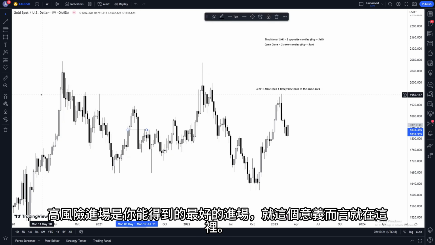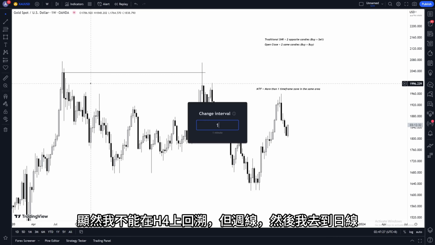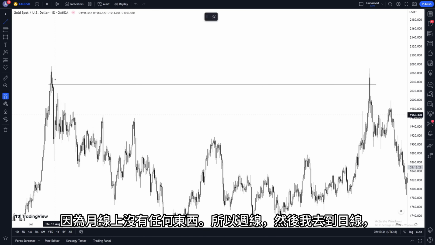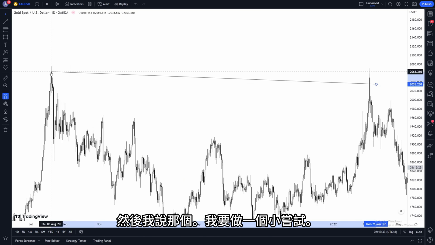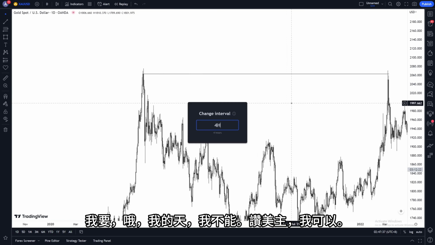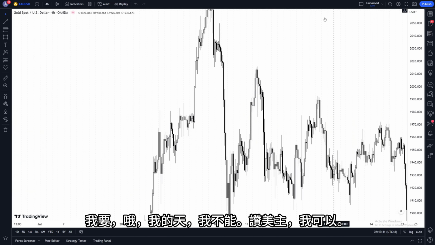So in this entry right here, if I'm not wrong, what I did was weekly. Obviously I can't go back on the H4, but weekly, and I went to daily because there's nothing on the monthly. So weekly, and then I went to daily, and then I hope I can go H4. There's no shot I can go H4. Oh my God, I can. Praise the Lord, I can.